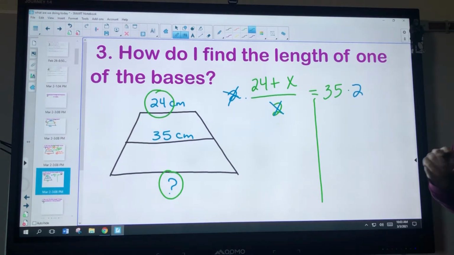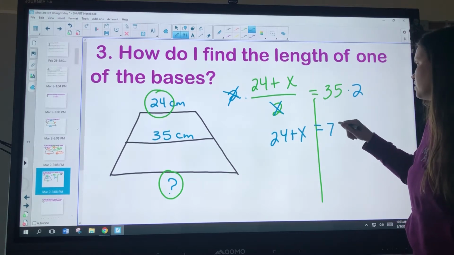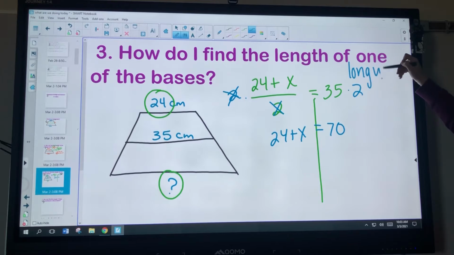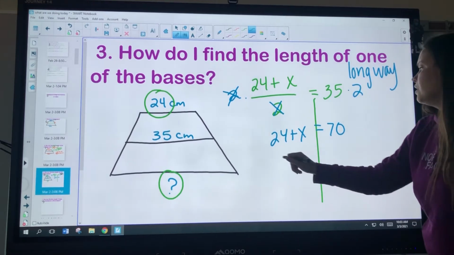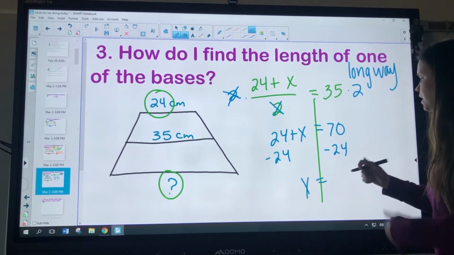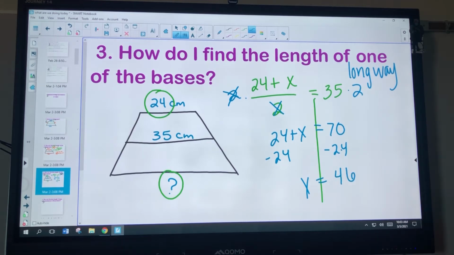Does this ring a bell? And you will get 24 plus x equals 70. Again, for people that are zoned out, this is the long way. You don't have to do it this way. I just have to show you, that's my job. And then you would minus the 24. Cannot do mental math. 46? Okay, so that's the long way.